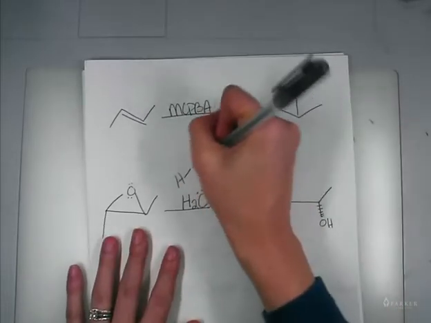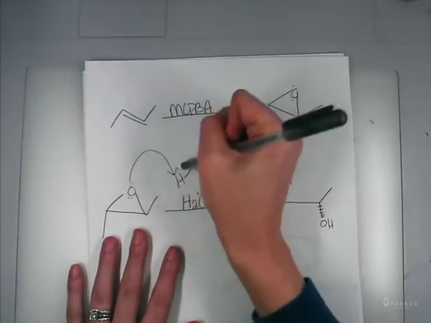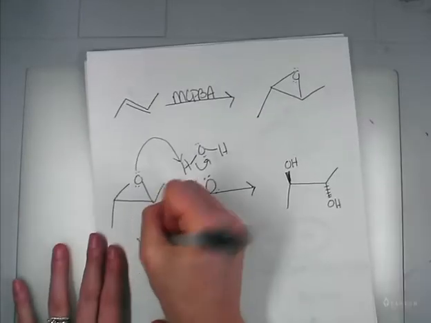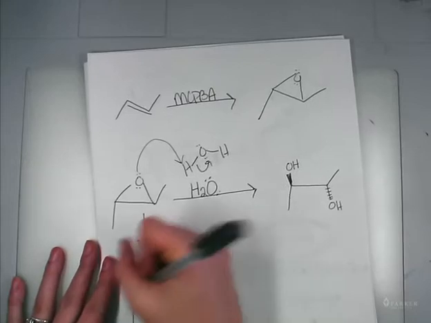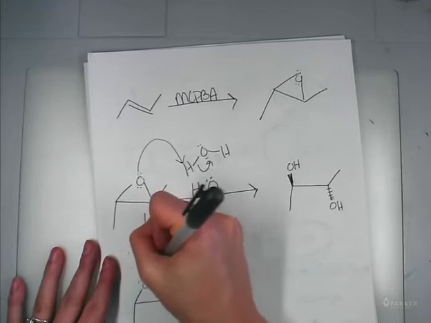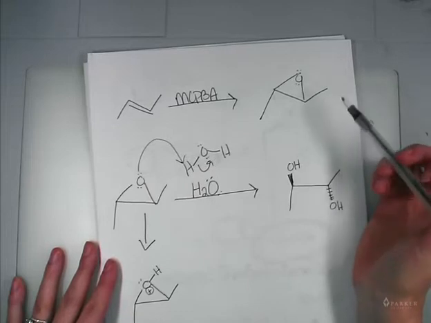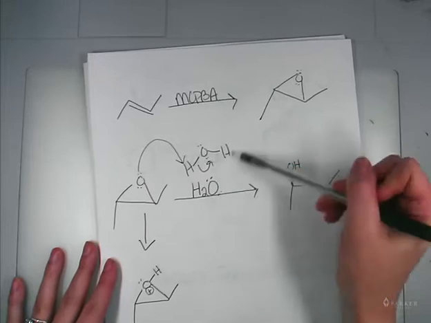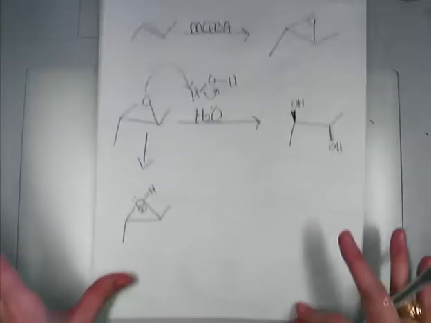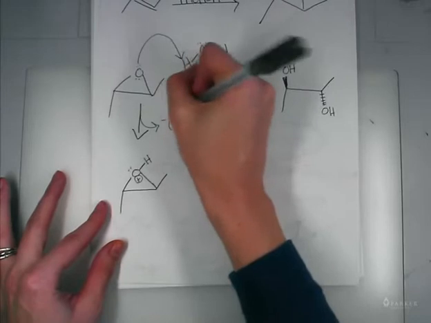So if I draw the bonds out for water, it's going to use one of its lone pairs and grab a hydrogen off. Now when this water loses a hydrogen, what does it become? It becomes an OH. And what do you think the charge is? Negative.